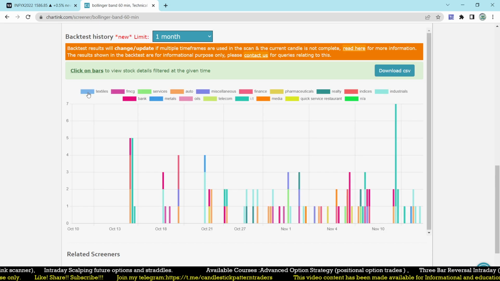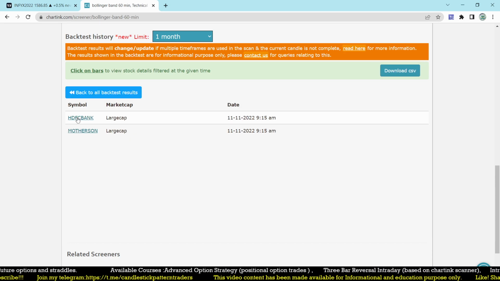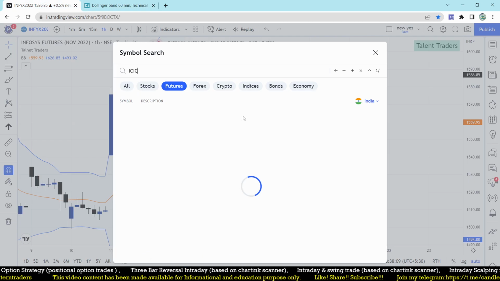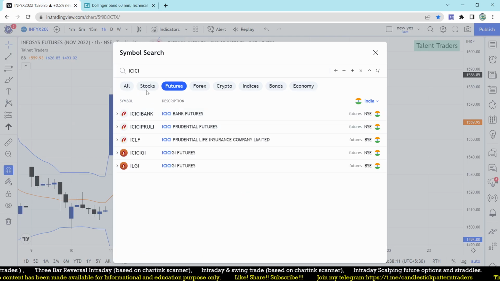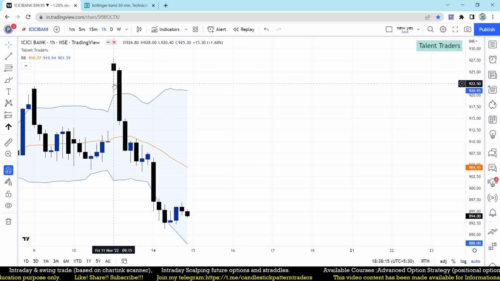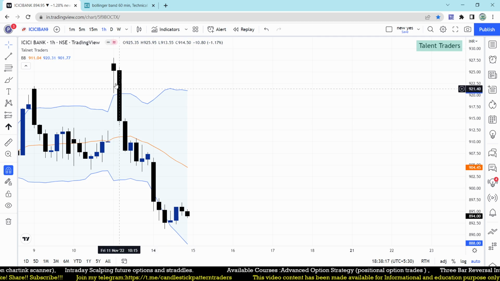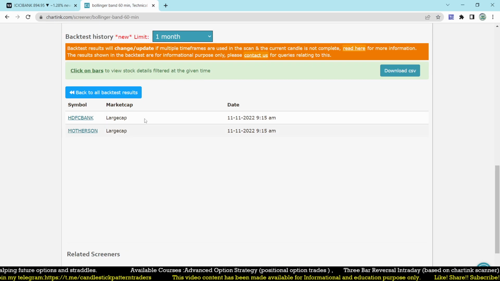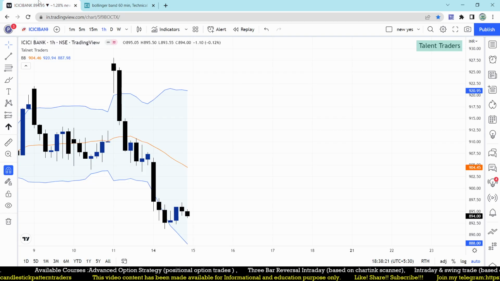The opening time. Something is happening on HDFC and Motherson. Why not ICICI Bank? ICICI Bank happened like that. Go to the Bollinger Band only at 10th November. It's not about 11th November, it's about 10th November. Okay. So HDFC Bank and Motherson Sumi are the stocks.